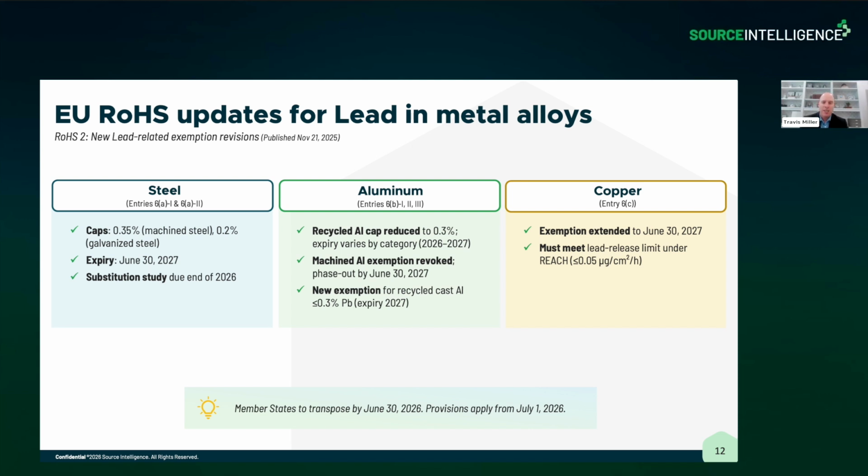So we are seeing more prescriptive and more precise implementation of exemptions that are phasing out more and more use cases that we've relied upon in the past, with caps and new exemptions for steel, aluminum, and copper. We anticipate that the member states will be transposing these regulations and these new requirements by June 30th of 2026, meaning that you are going to have to either have applied for or go through and commit to the reduction of certain usages of lead across your supply chain going forward.